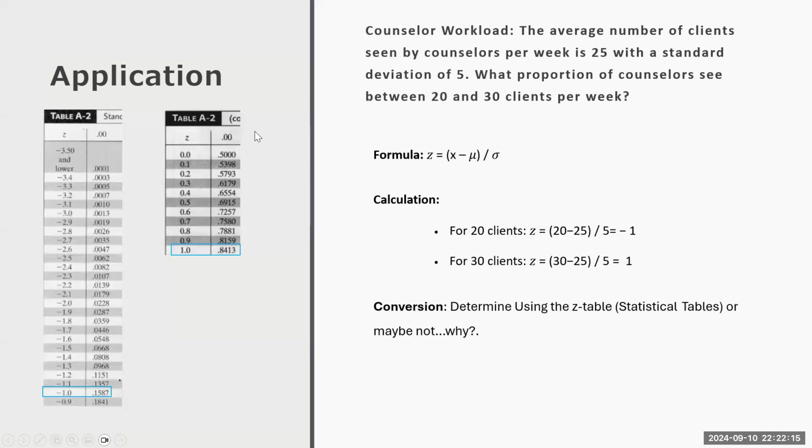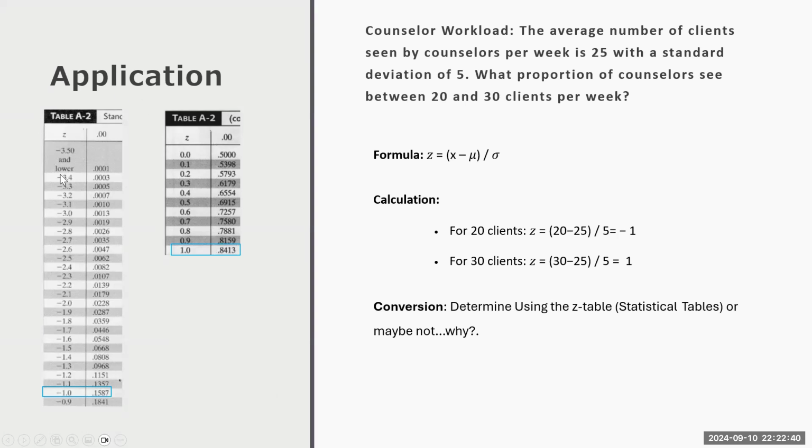Now I can use the statistical tables, the negative table for the -1 and the positive table for the 1, or I can remember that 34.13% of my data falls between one standard deviation and the mean, and I can add those up and get my 68%, but we're just going to do it the manual way of looking at the charts as well to see if that's true.